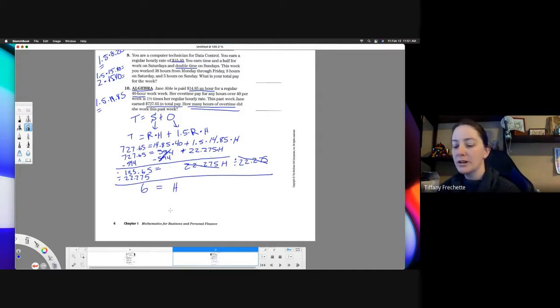So she worked 6 hours of overtime last week by going through and doing this. Not a super crazy calculation on this one. It's algebra, but it's more basic algebra. We're still at the beginning parts, but they did ask you to write the equation, so that's definitely a more involved question. You have to understand what you're being given, how to break it down into the two pieces here, and then plug in everything and simplify until you solve for your missing piece there.